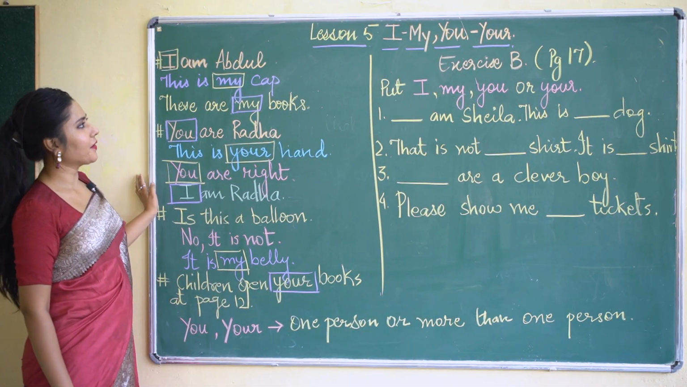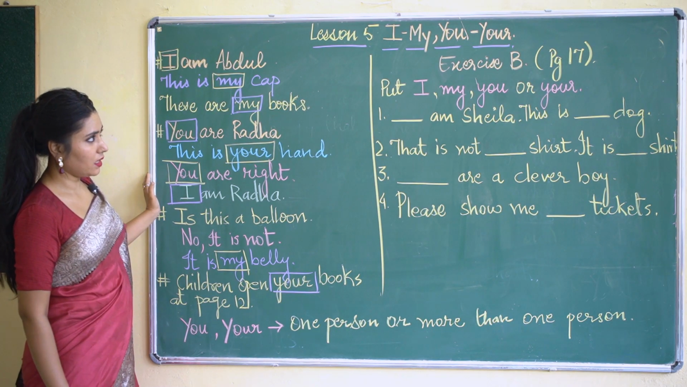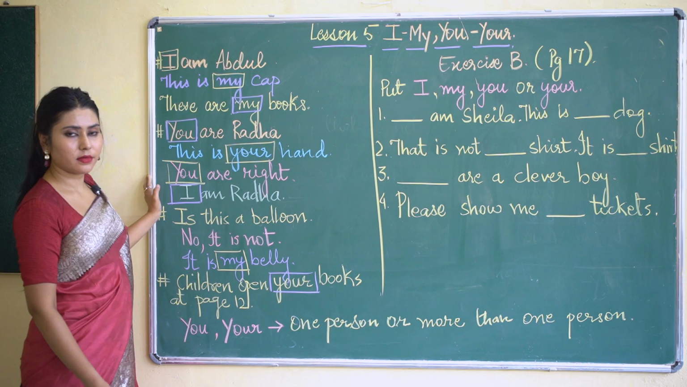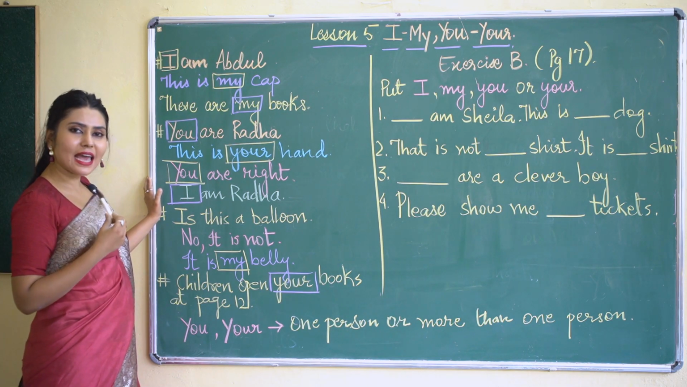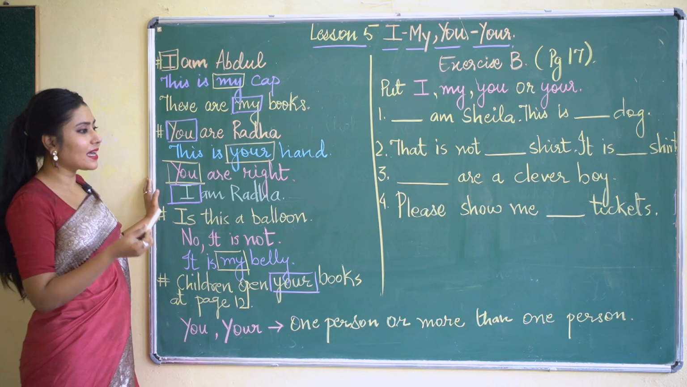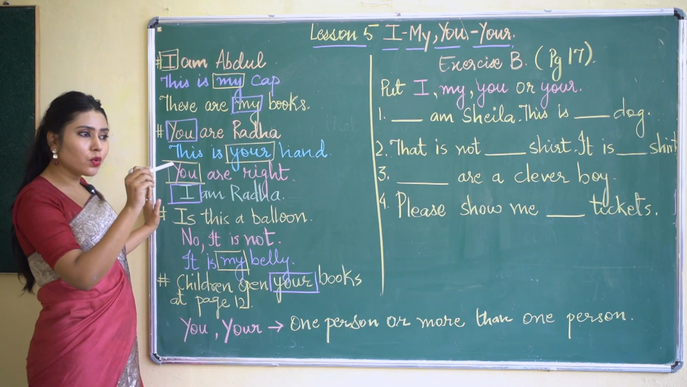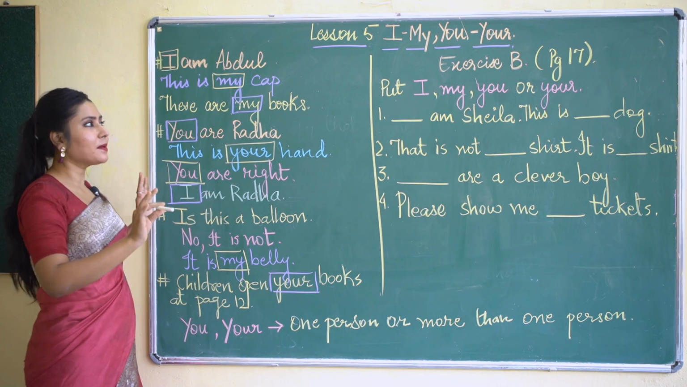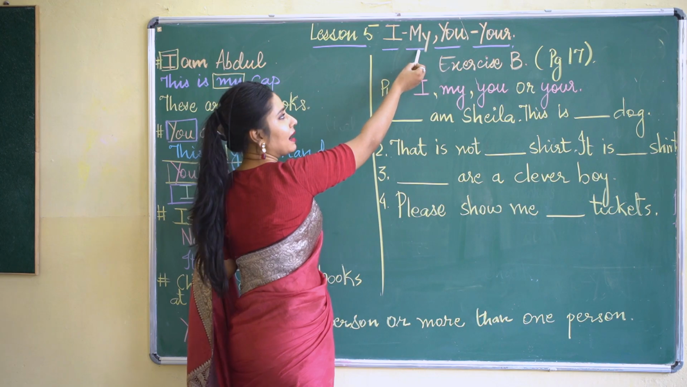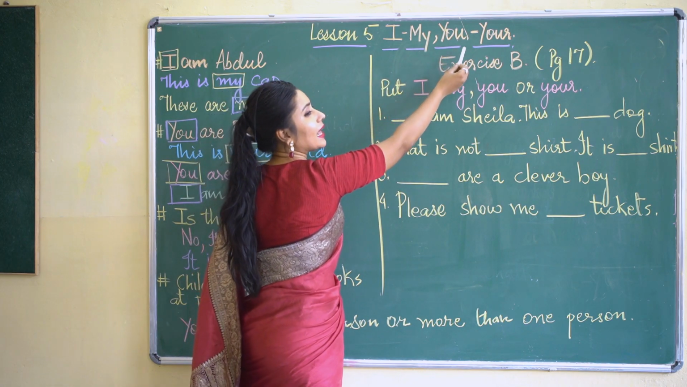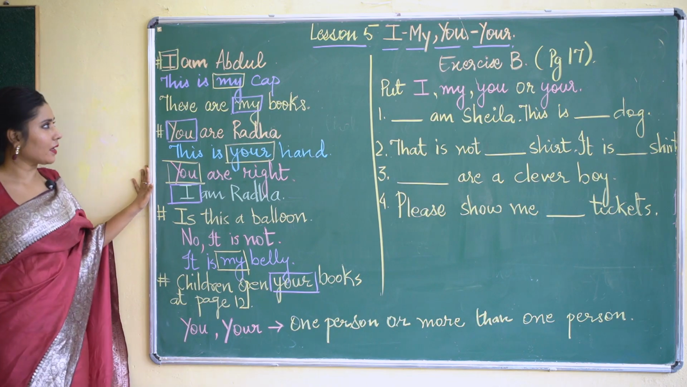Children, now we are up to lesson 5. I, my, you, your. I, my. The word I also means that this is mine. This is my thing. You, your. It's a completely different set. I will have my and you will have your. How do we apply it? We are going to find out.